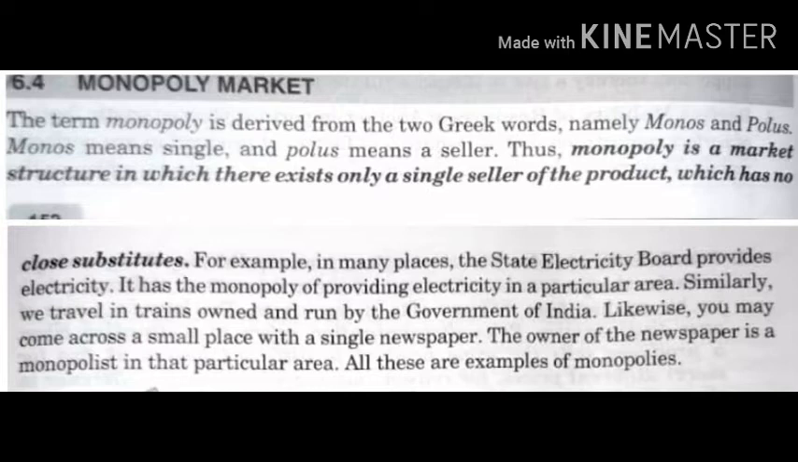Like in Jharkhand we have JBVNL. It has a monopoly of providing electricity in the particular area. Similarly, we travel in train owned and run by Government of India. Likewise, you may come across a small place with a single newspaper. So, the owner of the newspaper is a monopolist in that area. These are all various examples of monopoly.